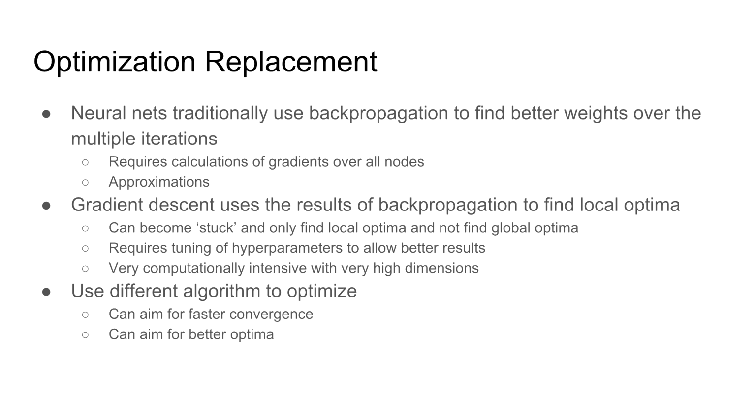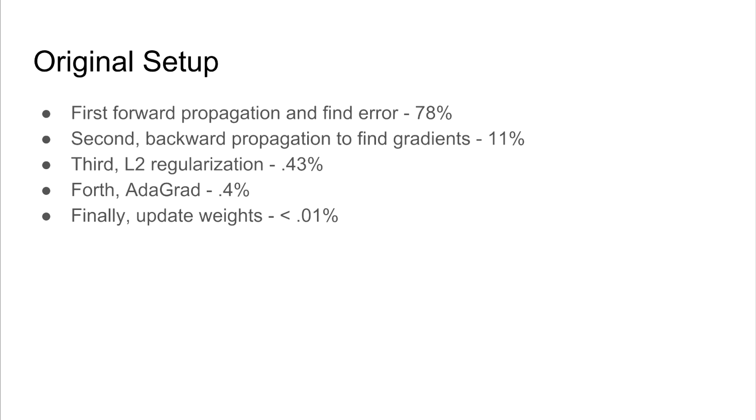It requires hyperparameters, which usually means you have to have some sort of metric that slows down the jumps as time progresses. And also it can be very computationally intensive for very high dimensionality. So I want to try to use a different algorithm that can aim for faster convergence and hopefully find a better optimum. First, I'll talk about the original setup.